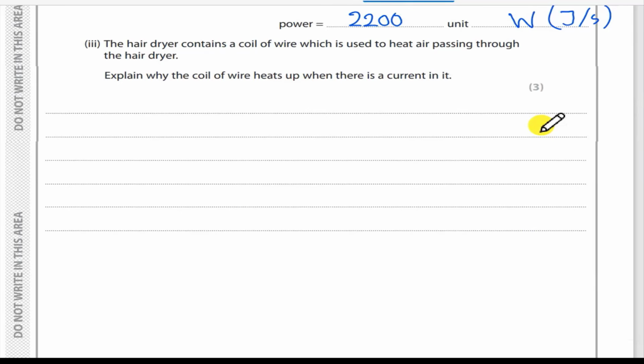Contains a coil of wire which is used to heat air passing through the hair dryer. Explain why the coil of wire heats up when there is a current in it.